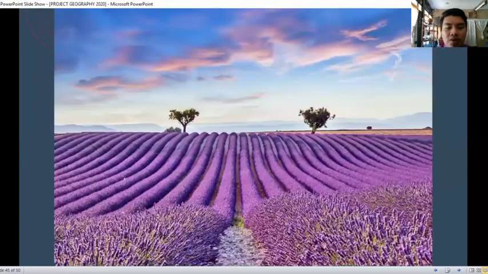Next, the picture of Provence. They got so much lavender.